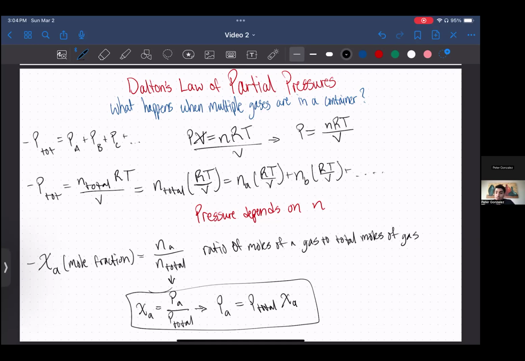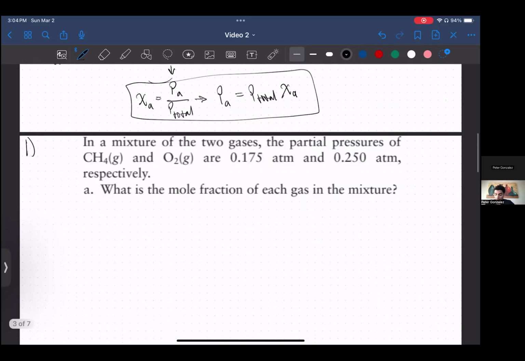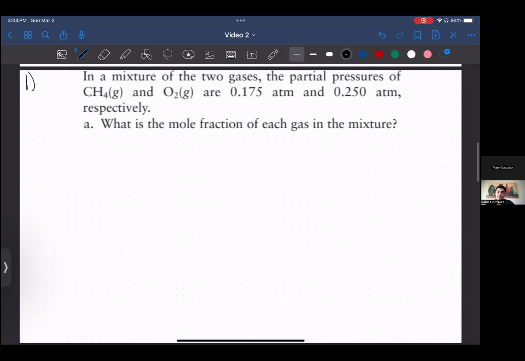So we had that. Honestly, that's really it for Dalton's law. I wanted to do a little bit less lecturing, just a little bit more problem solving on this one. So in a practice problem we have, we're going to have a mixture of methane gas and oxygen gas, and these are going to be at 0.175 atm and 0.25 atm respectively. So we're going to write down first that the pressure of CH4 is going to be equal to 0.175 atm, and the pressure of O2 will be equal to 0.250 atm. All right, awesome.